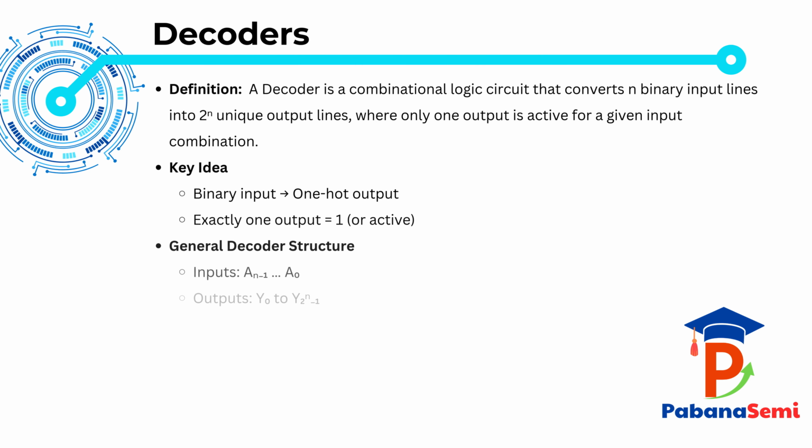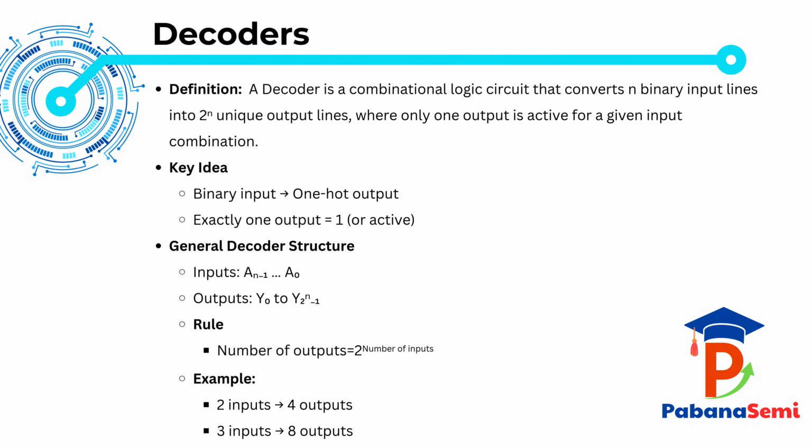Now let's understand what a decoder is. A decoder is a combinational logic circuit that takes n binary input lines and converts them into 2 to the power n unique output lines. The important point is, for any given input combination, only one output becomes active. So the key idea is, binary input gets converted into a one-hot output, meaning exactly one output is 1, and all the remaining outputs stay 0.